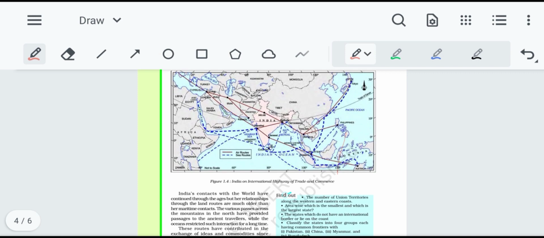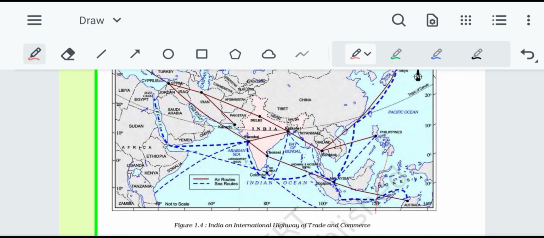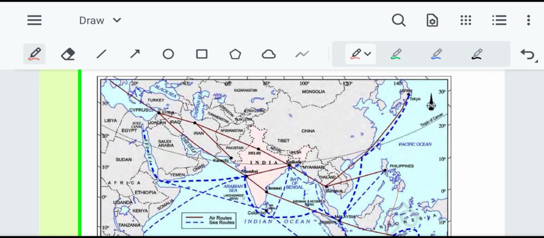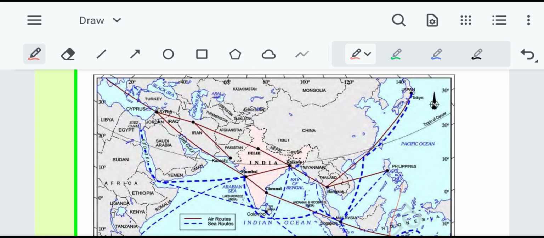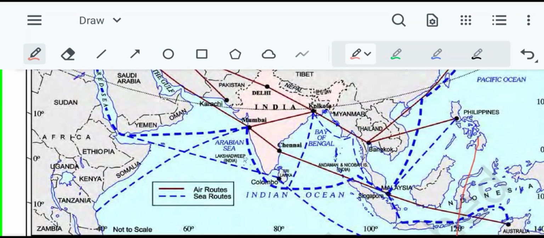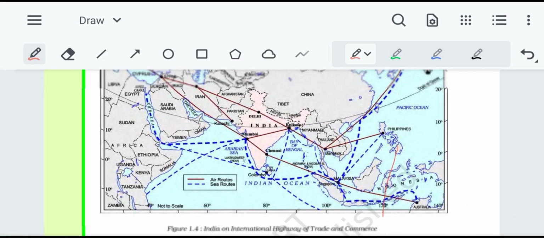India's contacts with the world have continued through the ages, but the relationships through the land routes are much older than her maritime contacts. In this map we are seeing many routes between the countries. These routes were founded by many persons in the past. We can see here there are many routes from the sea.